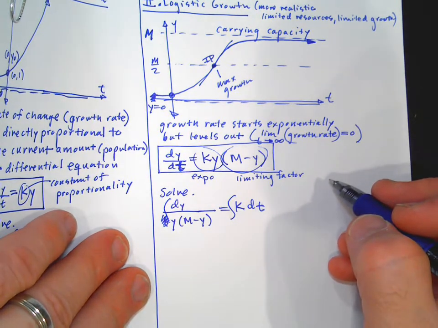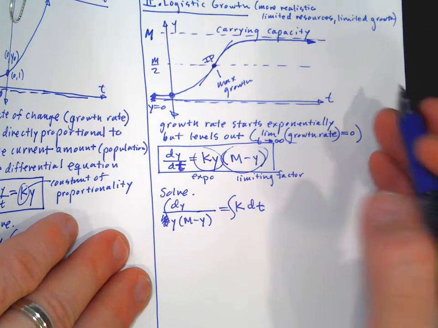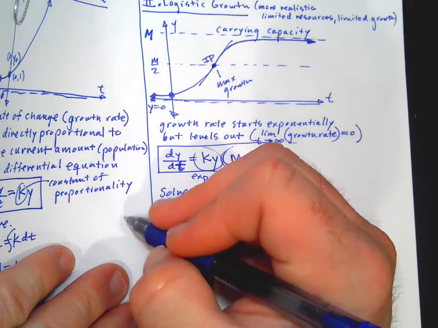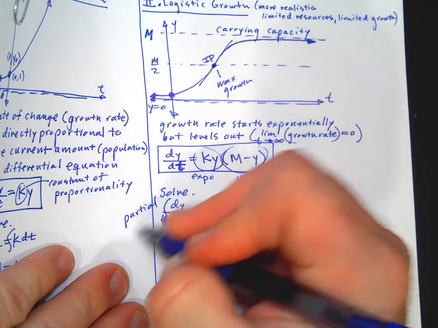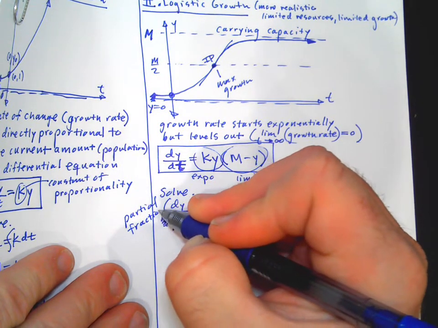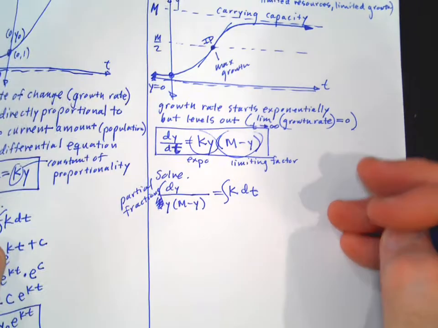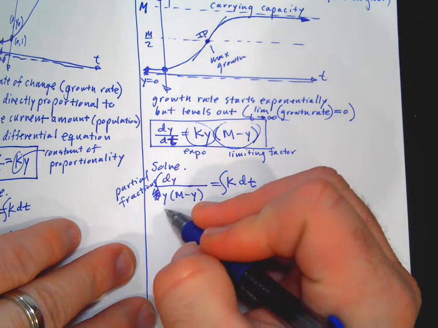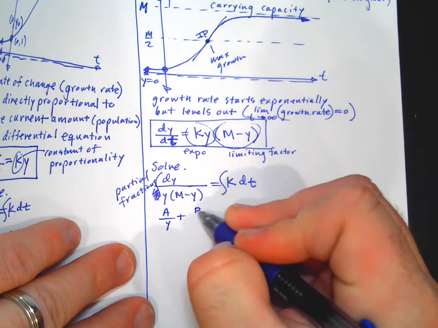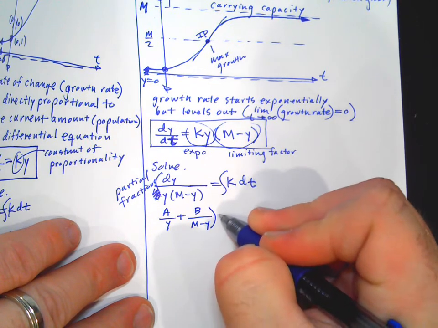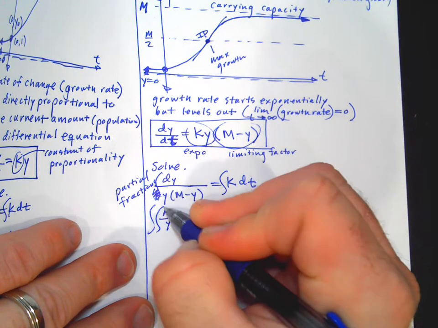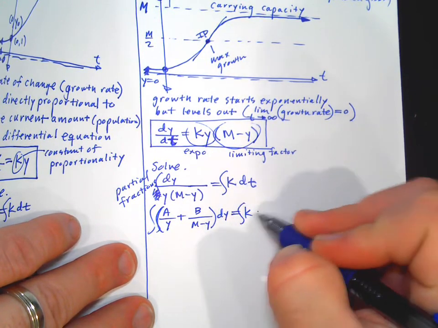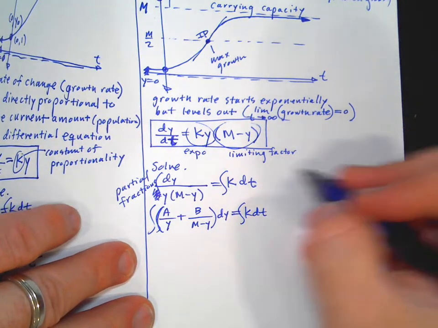Now, the interesting thing here, and this is one reason that we may have not done it last year in Calc AB, is to integrate this, you need partial fractions. Partial fractions, which is really just an algebra technique, but we didn't really make you use it until this year. So partial fractions, you're going to break it up into a over y plus b over m minus y dy, and that's going to equal k dt.